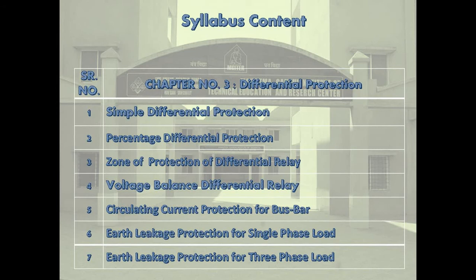Okay, syllabus content. First is simple differential protection. Second is percentage differential protection. Third one is zone of protection of differential relay. Next, voltage balance differential relay. Next, circulating current protection for bus bar, earth leakage protection for single phase load, and earth leakage protection for three phase load.